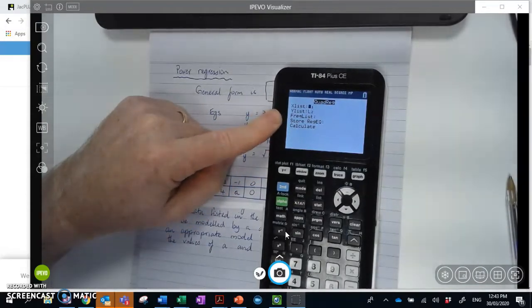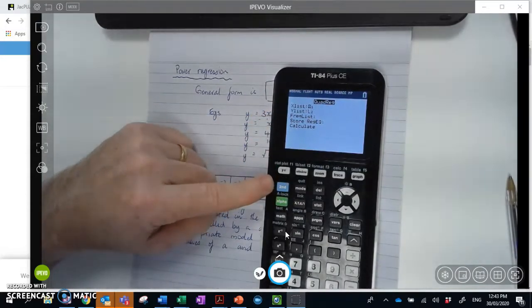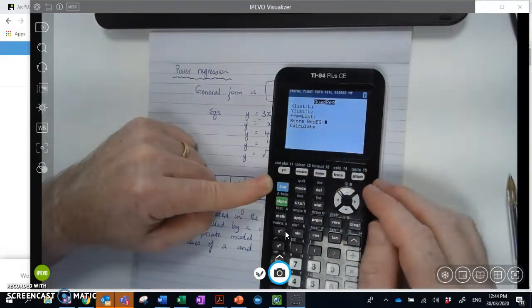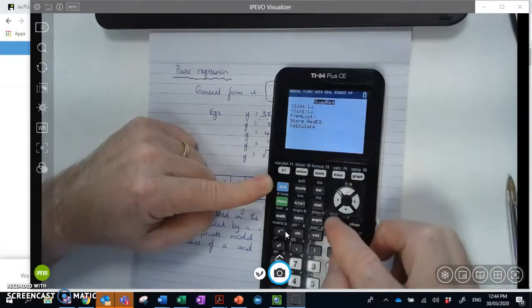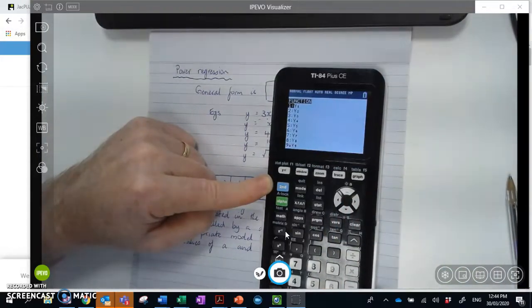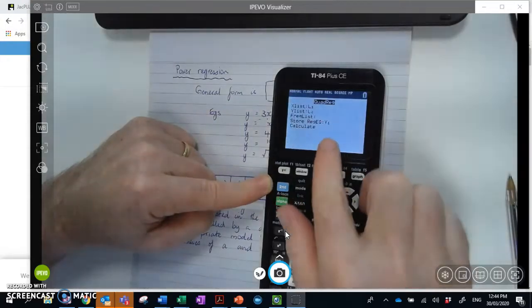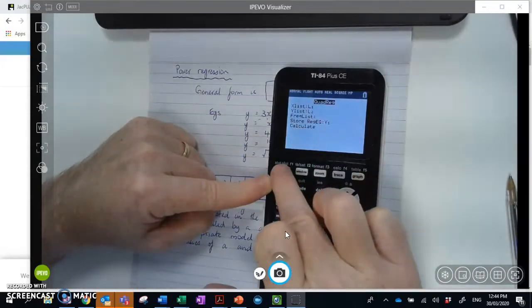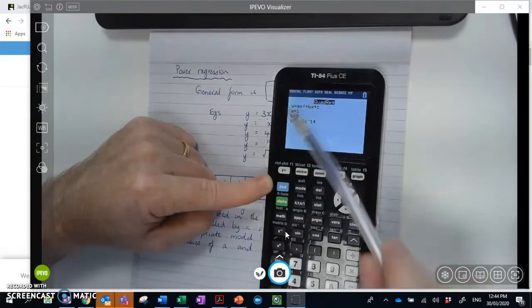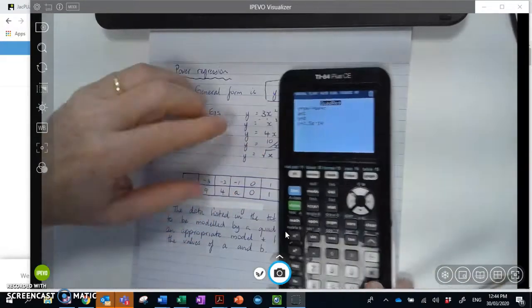This one's in there. If you needed to change your list, just use the second and the numeric keys to select your lists. Obviously, this one's the one we want. This 2 as well. And if you want to store the regression equation, go to vars, go to yvars, select 1 and select 1 again. It'll select y1, which will pop up in here later on. We'll go and calculate that. And you can see my regression equation is given there, in the form of a quadratic.